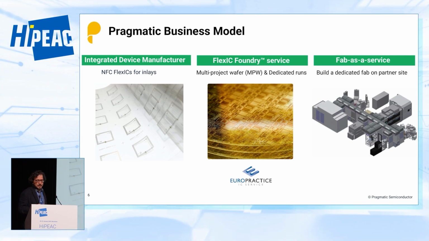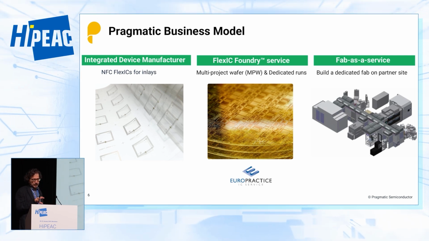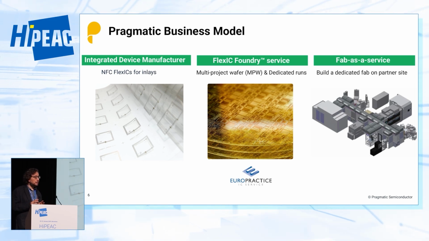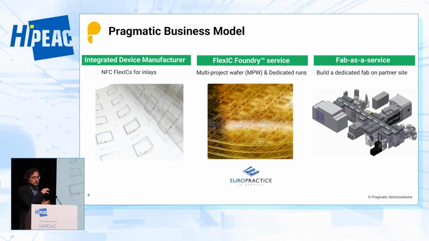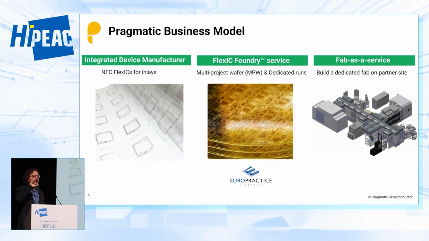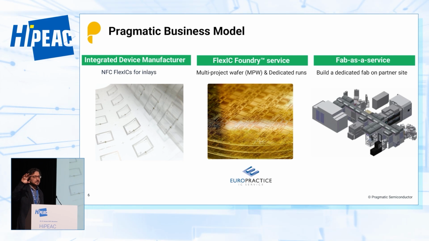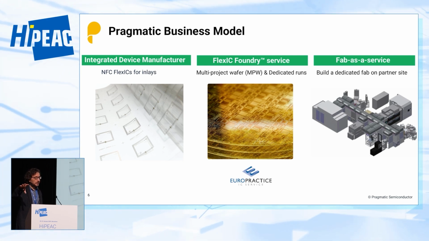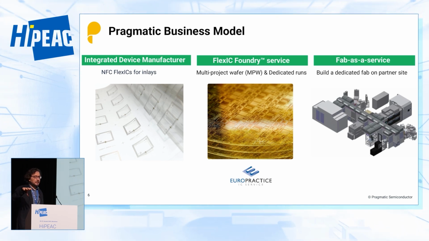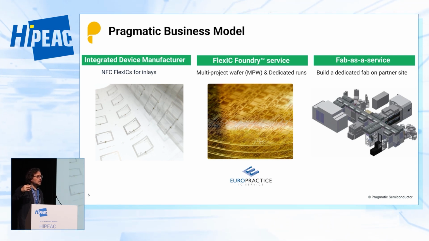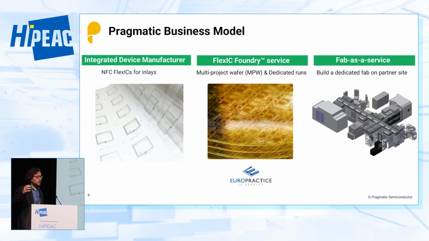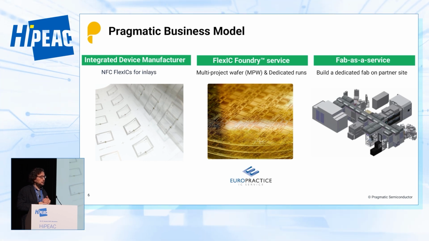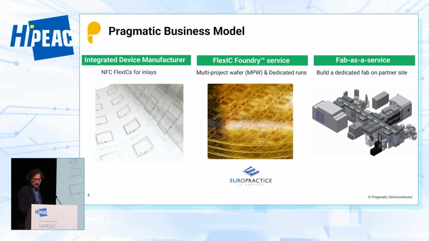The last one is also interesting. We haven't actually explored this, but we call it fab as a service. This means that we can actually replicate our fab and move it and paste it, like a copy-paste, somewhere else on a partner site, and then that fab just churns out chips for that partner, for that specific part. So that allows the partner to have the sovereign capability in terms of fabricating FlexICs.